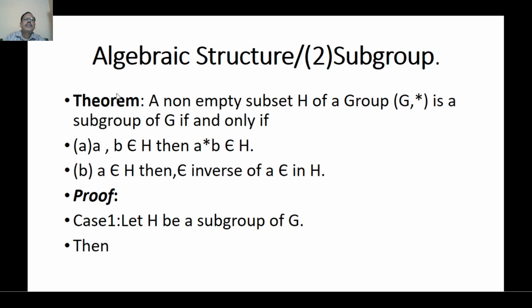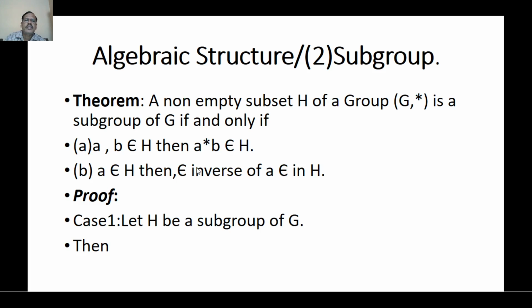Next we come to the two properties of subgroups. First theorem: a non-empty subset H of group G is a subgroup of G if and only if a star b belongs to H, and second, a belongs to H implies a inverse belongs to H. Suppose H is a subset of a group G, then it becomes a subgroup if it satisfies these two properties.